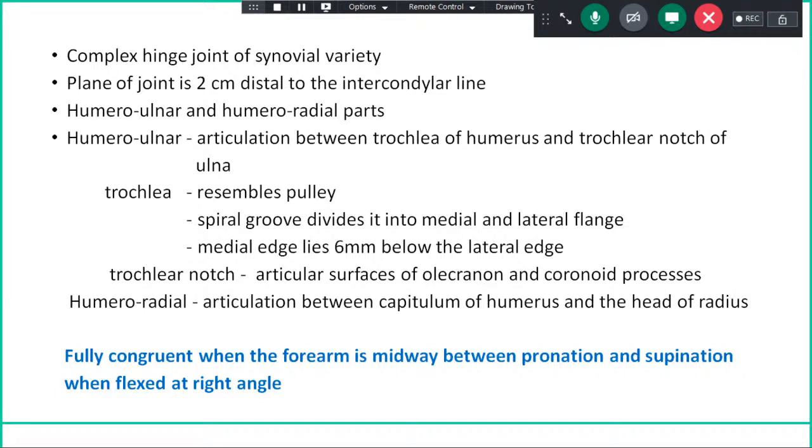So this is a very stable joint, and it is fully congruent when the forearm is midway between pronation and supination when flexed at right angles.